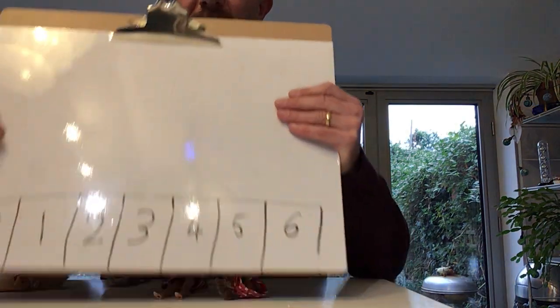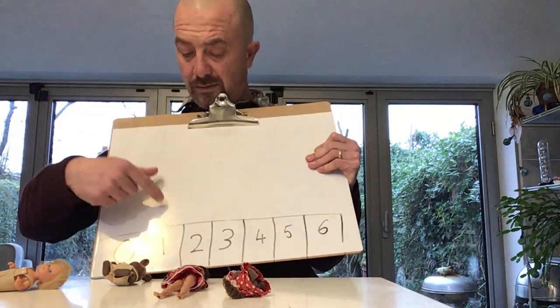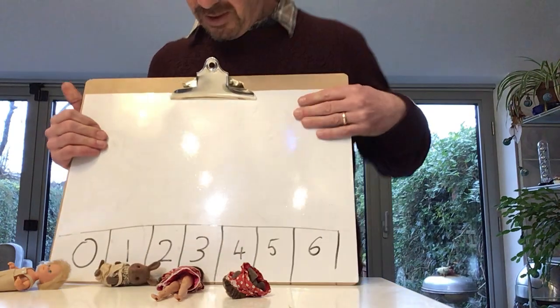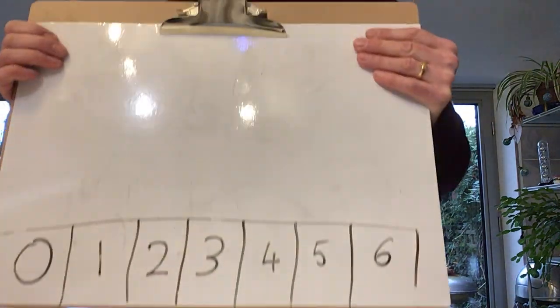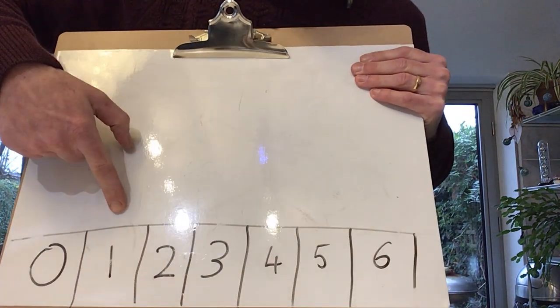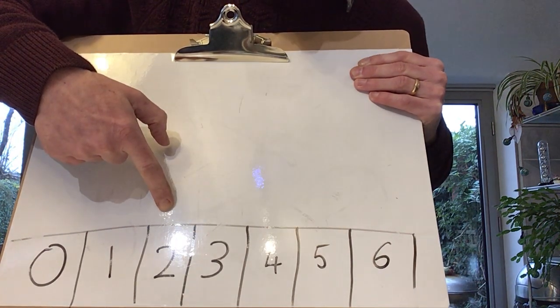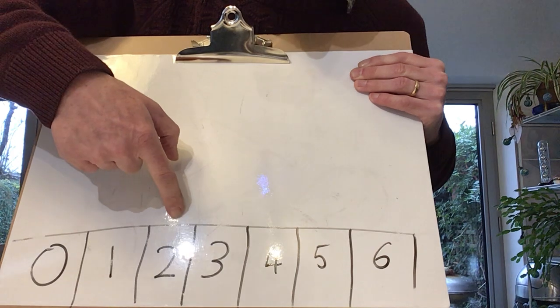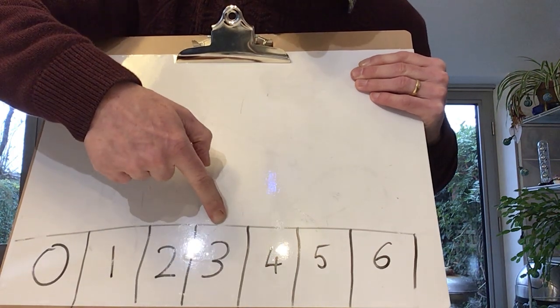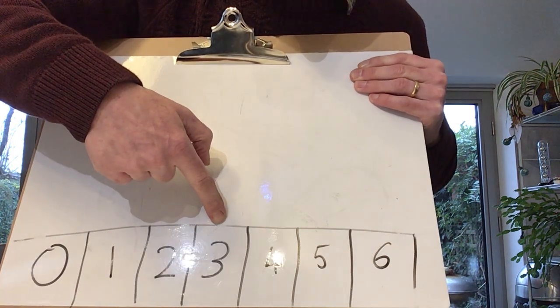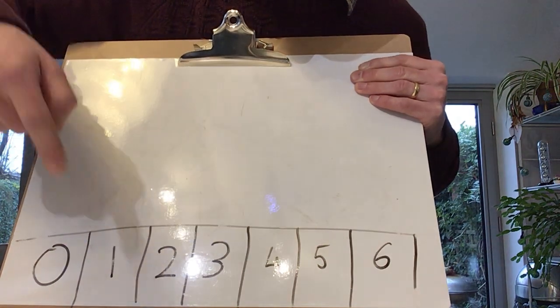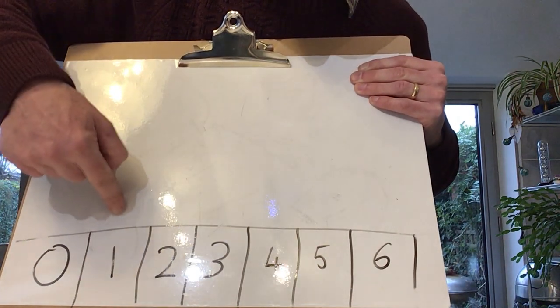Time to warm my brains up. Now we've been doing some work on one more and one less, so I'm going to use this and I'm going to say a number and you need to tell me one more. So one more than one, that's right, one more than one is 2. One more than 2, good. One more than 2 is 3. One more than 0, one more than 0 is 1.